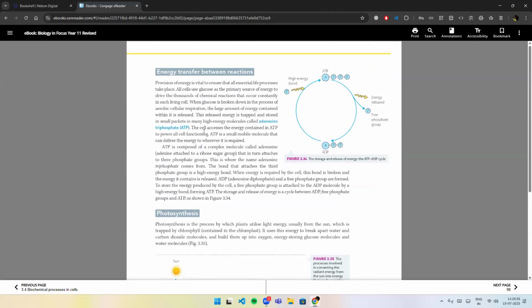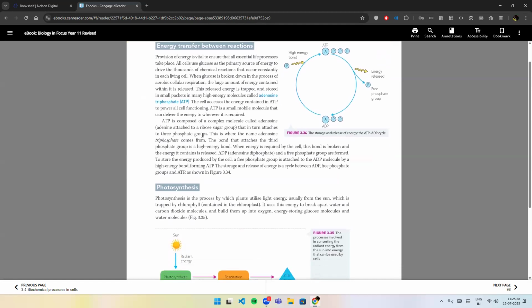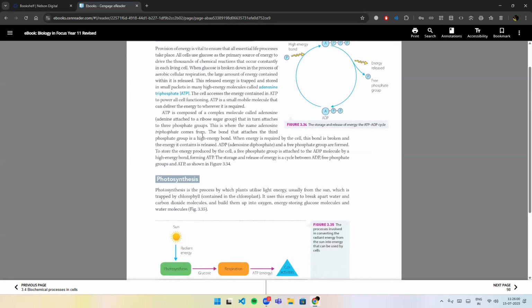Energy transfer between reactions. Provision of energy is vital to ensure that all essential life processes take place. All cells use glucose as the primary source of energy to drive the thousands of chemical reactions that occur constantly in each living cell. When glucose is broken down in the process of aerobic cellular respiration, the large amount of energy contained within it is released. This released energy is trapped and stored in small packets in many high energy molecules called adenosine triphosphate or ATP. The cell accesses the energy contained in ATP to power all cell functioning.